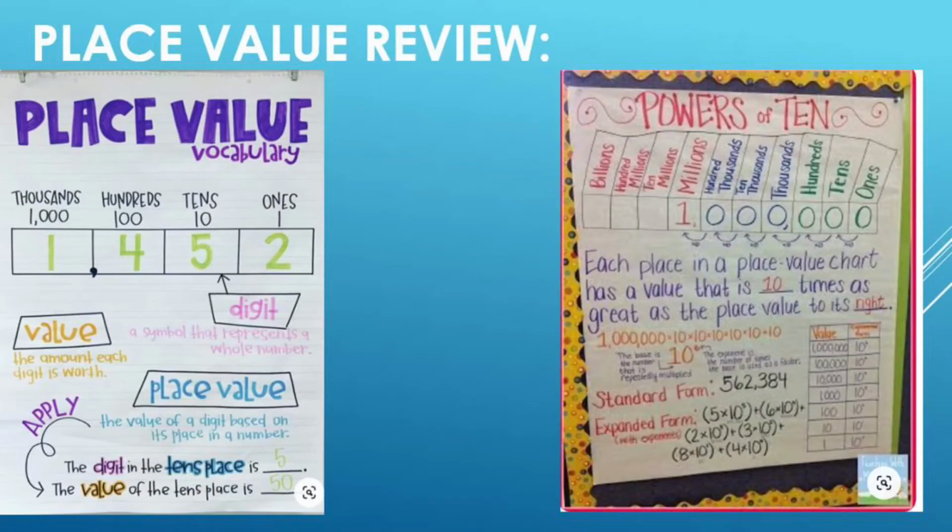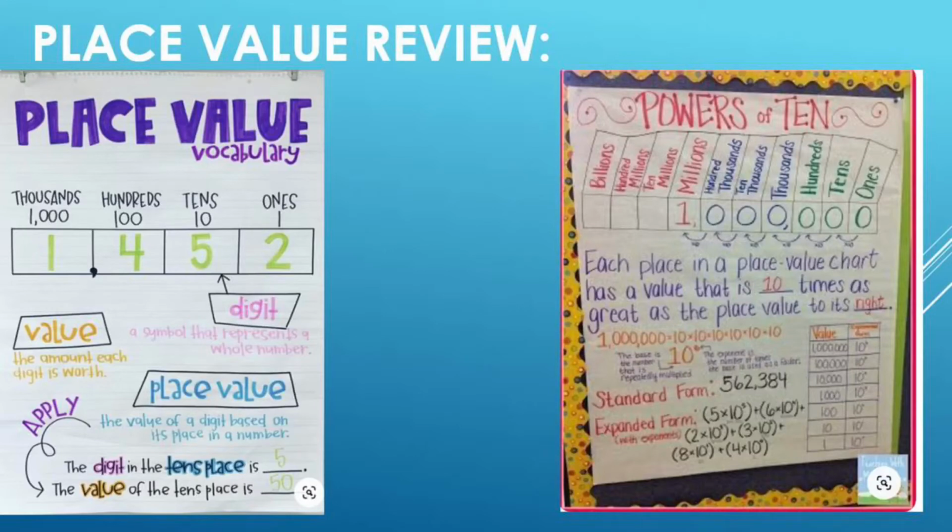Since we're focusing on place value today, let's review a few things. First of all, we know that each place value is the digit that's represented by the whole number. And then the value is the amount that each digit is worth. We also want to make sure that we remember that each place value to the left is 10 times the place value to the right.